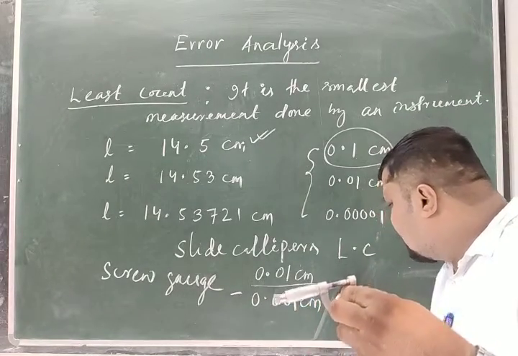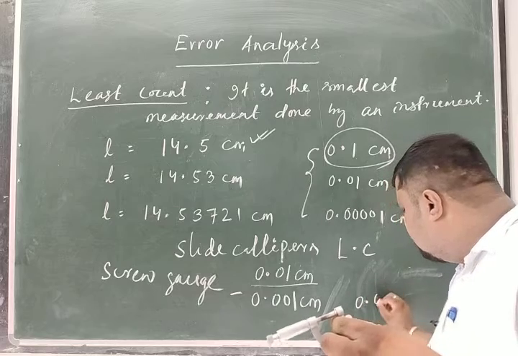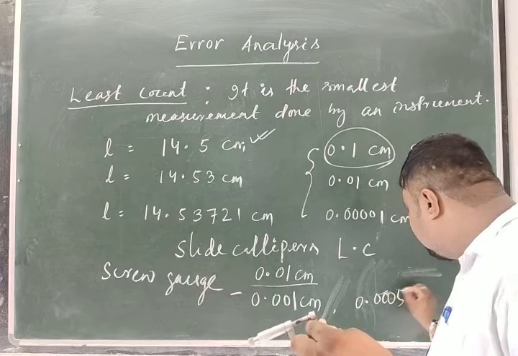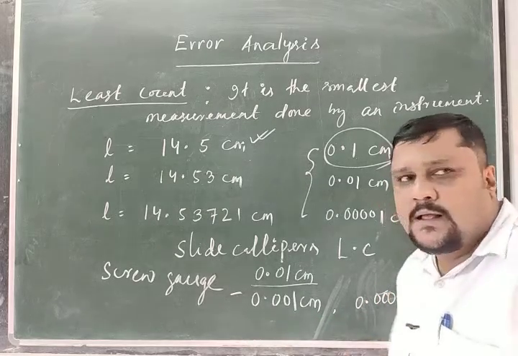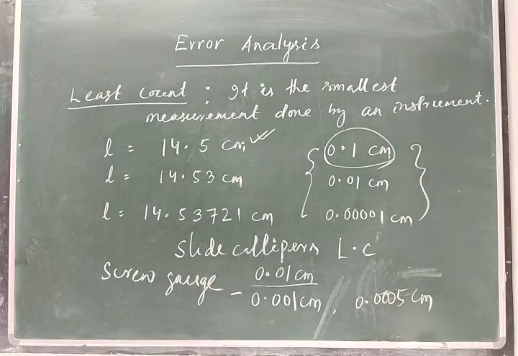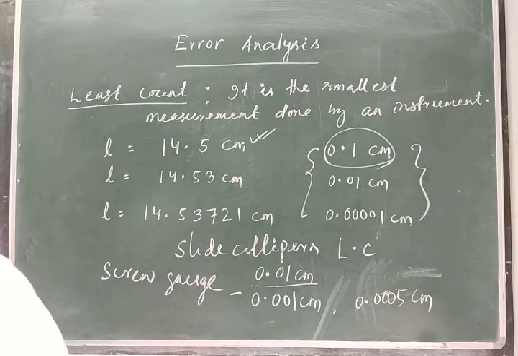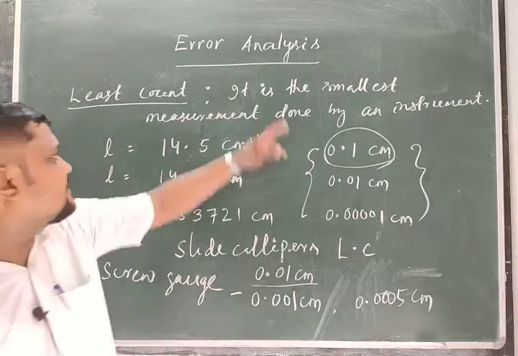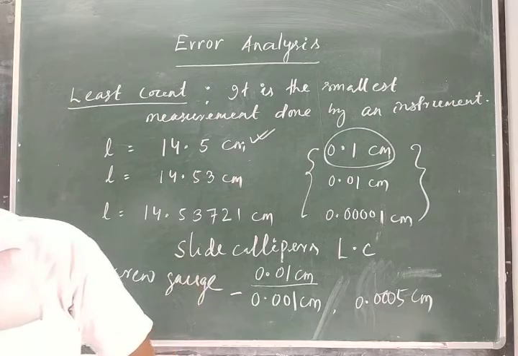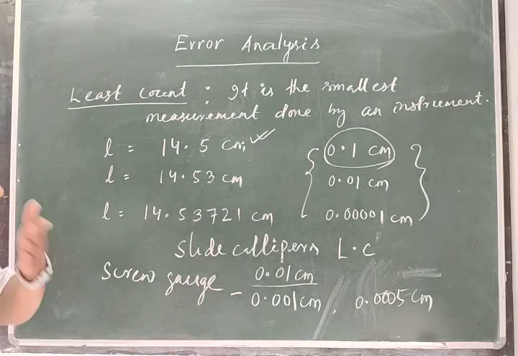There are other screw gauges where you can also measure 0.0005 cm. So my point is that by using different devices, we can measure different lower or minimum or smallest values. This is called your least count.